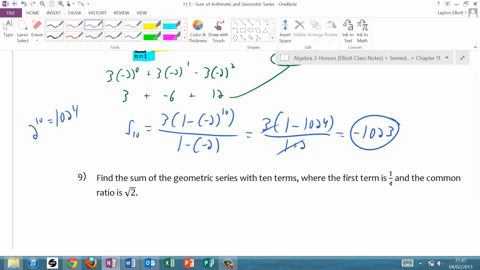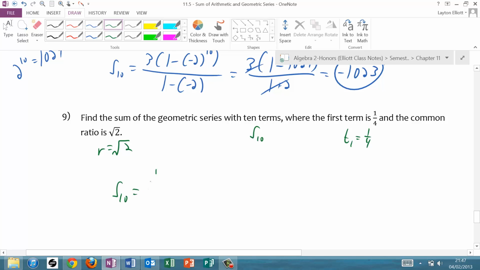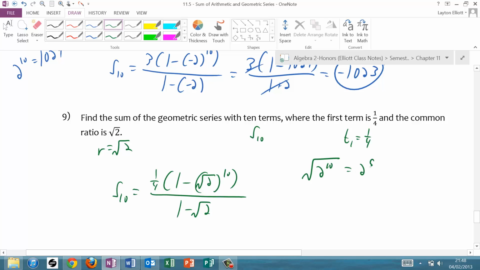Number 9, find the sum of the geometric series with 10 terms. Hey, that means s of 10. Where the first term, hey, that means t of 1 is 1/4. And a common ratio, hey, that means r. Okay, a little bit more practice. S of 10 is equal to t of 1, which is 1/4, times 1 minus r to the 10th power over 1 minus r. Well, radical 2 to the 10th power should be the same thing as radical 2 to the 10th like this, which is 2 to the 5th power. So that's just 1 minus 32.